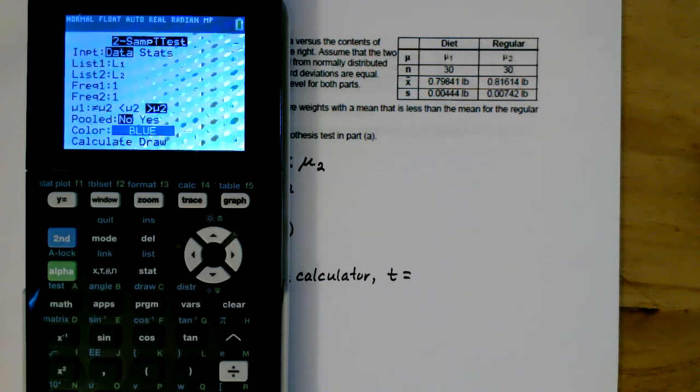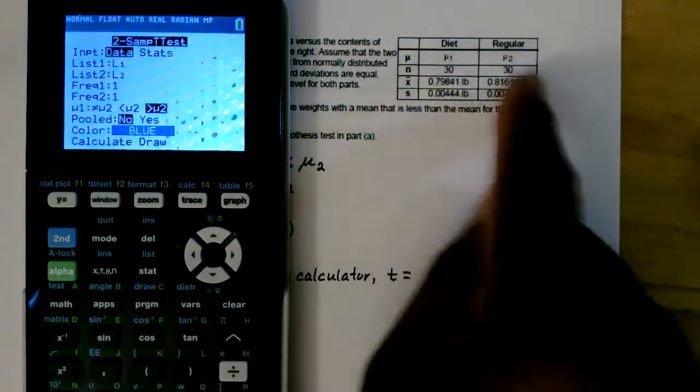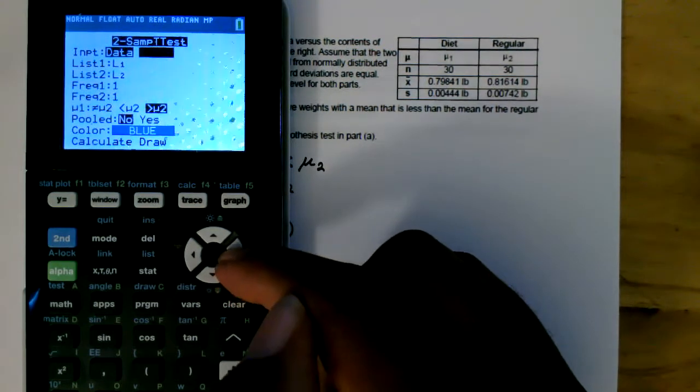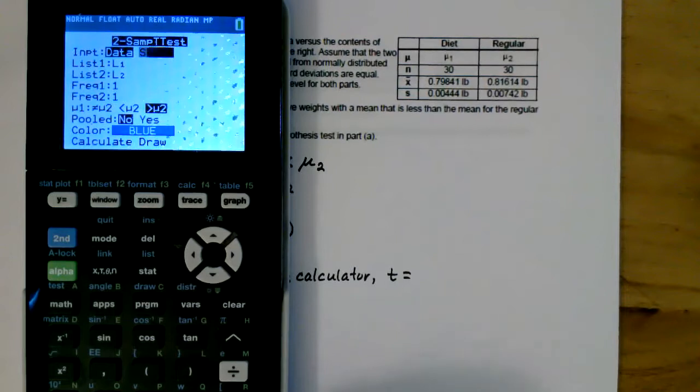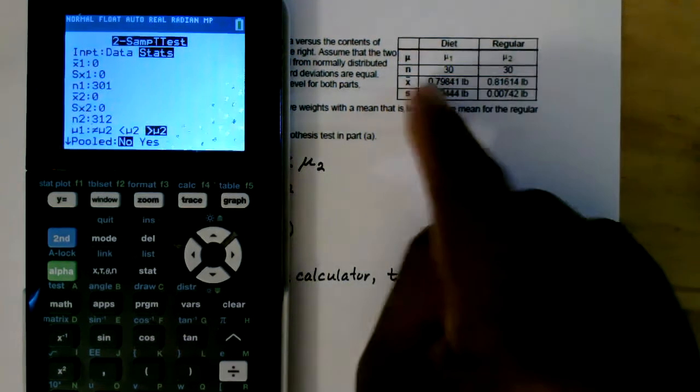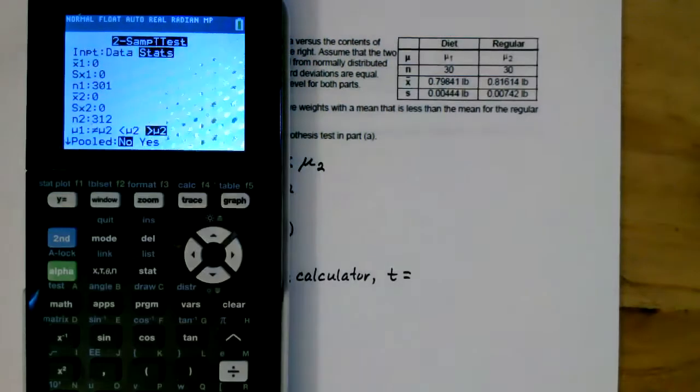Okay. Now, I just have the summary statistics here. So what I need to do is use my right arrow key, put the cursor on stats and press enter, because I want to highlight the stats. I don't have the raw data values. I have the summary statistics as you see here. So stats needs to be highlighted under input.